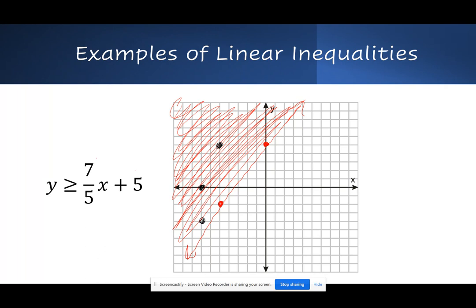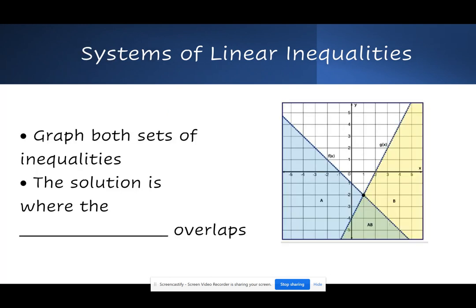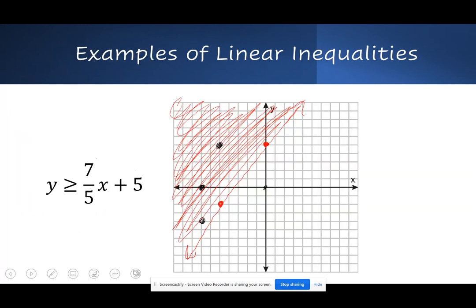You can also test it out by picking a point. Let's say 0, 0. That's always an easy one to pick. We're going to plug it into our inequality to see if it makes it a true statement or a false statement. So if you pick 0, 0 and plug it in, we would get 0 is greater than or equal to 5. Well, 0 is not greater than 5, so 0, 0 is not a solution, so that's the side that we're not going to shade.